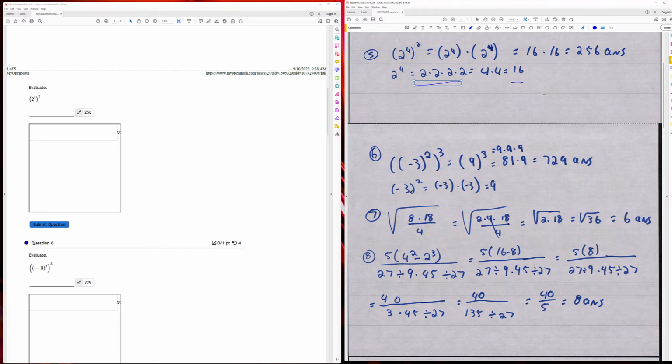Question 6 asks us to evaluate negative 3 squared raised to the 3rd power. Okay, so negative 3 squared is really negative 3 times negative 3, which is a positive 9. So we can plug back in. What I really have there is 9 being repeated 3 times. 9 times 9 times 9, which is 81 times 9. My final answer there is 729.